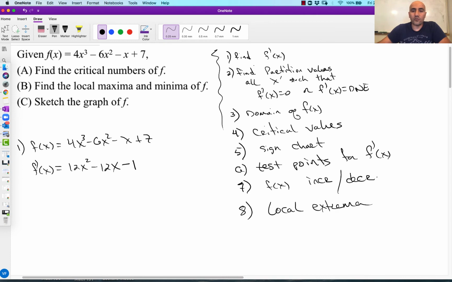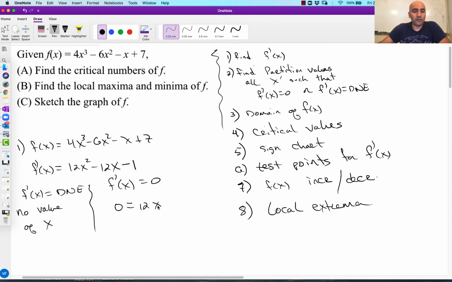Figure out all the values where our derivative is undefined or where it equals 0. Well, this is a polynomial, so it's not undefined anywhere. f prime of x does not exist: this part will have no solutions, no values of x. Now the other one: when does it equal 0? All right, well, we set it equal to 0.